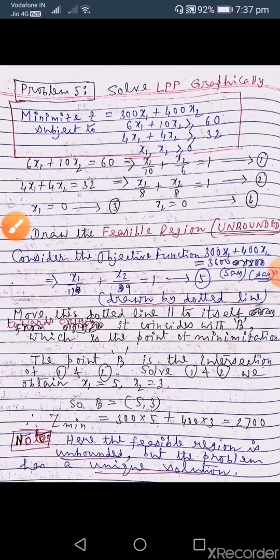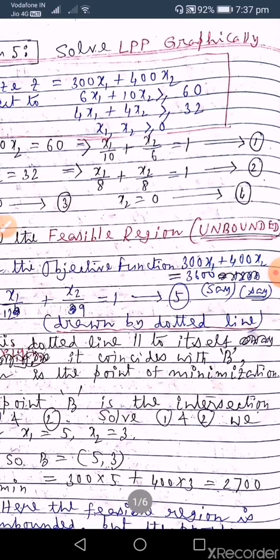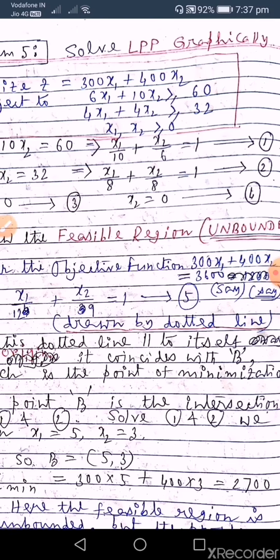First we convert constraints, that is inequations, into equations. First one is converted to x1 by 10 plus x2 by 6 is equal to 1, and this is greater than equal to, so 6 into 0 plus 10 into 0, which is equal to 0, 0 greater than 60, which is not true, so the region will be away from origin. So (10, 0), (0, 6), away from origin.